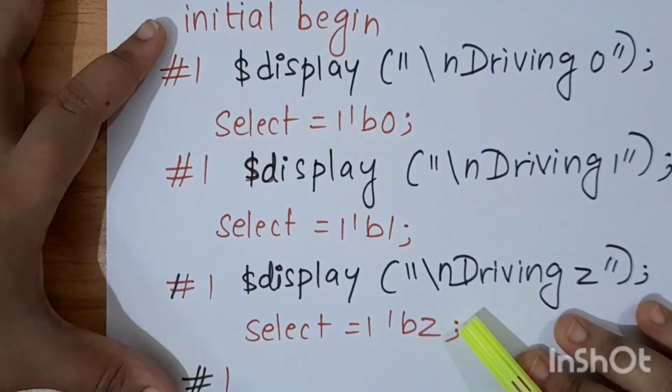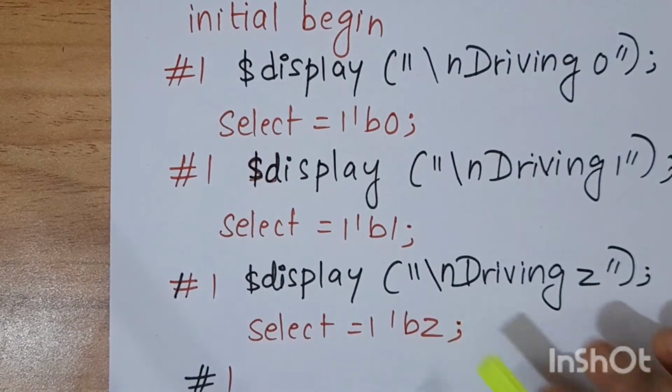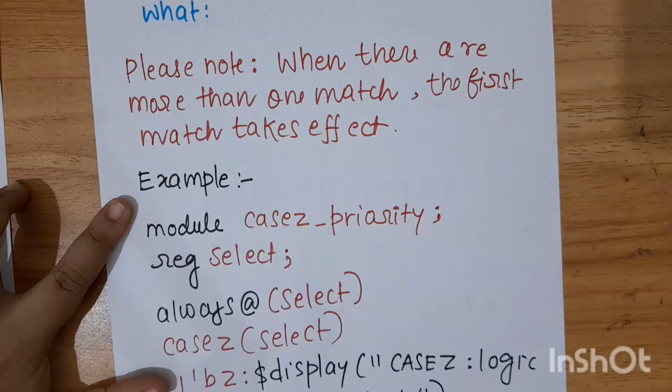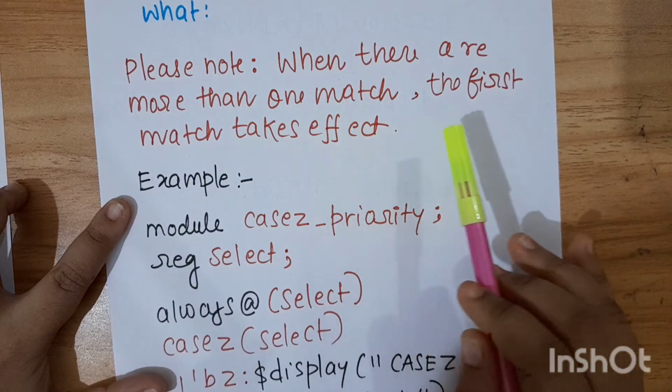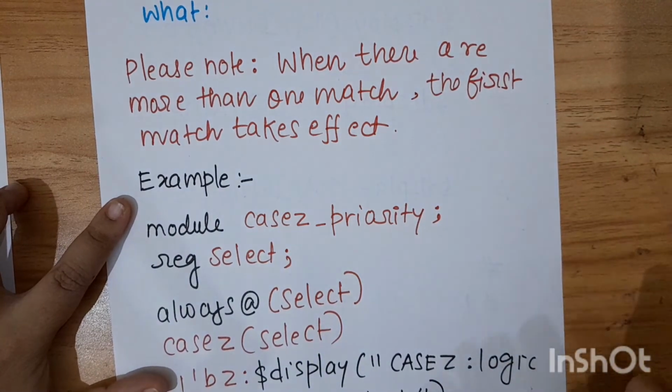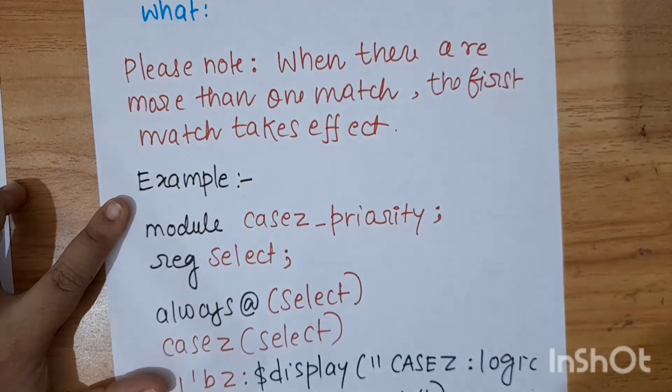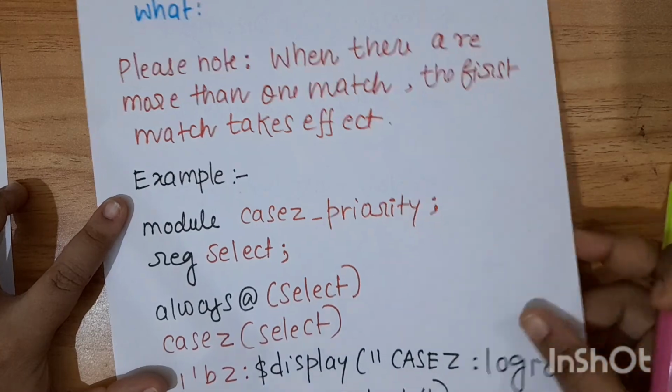So both the always and initial blocks are procedural blocks, and they will start at the same point of time. Please note, I have written this module in order to prove what? The statement: when there is more than one match, the first match takes effect. So to prove that, I have provided the module and endmodule.